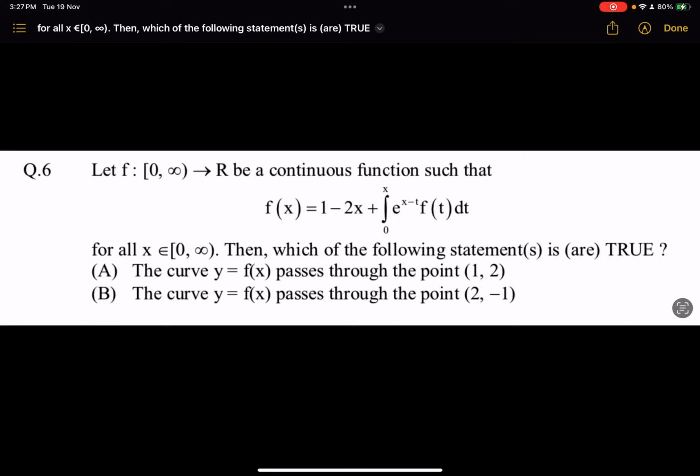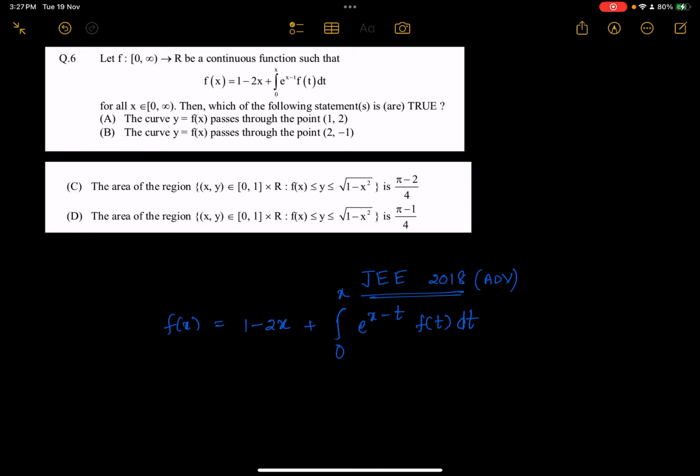Here we are again with a question from JEE Advanced 2018. Basically, we are given an integral equation and we have to solve the given equation for f of x. So let us do that. Before going through the solution, I would recommend all of you to pause the video and give this question a try. This is a good question.